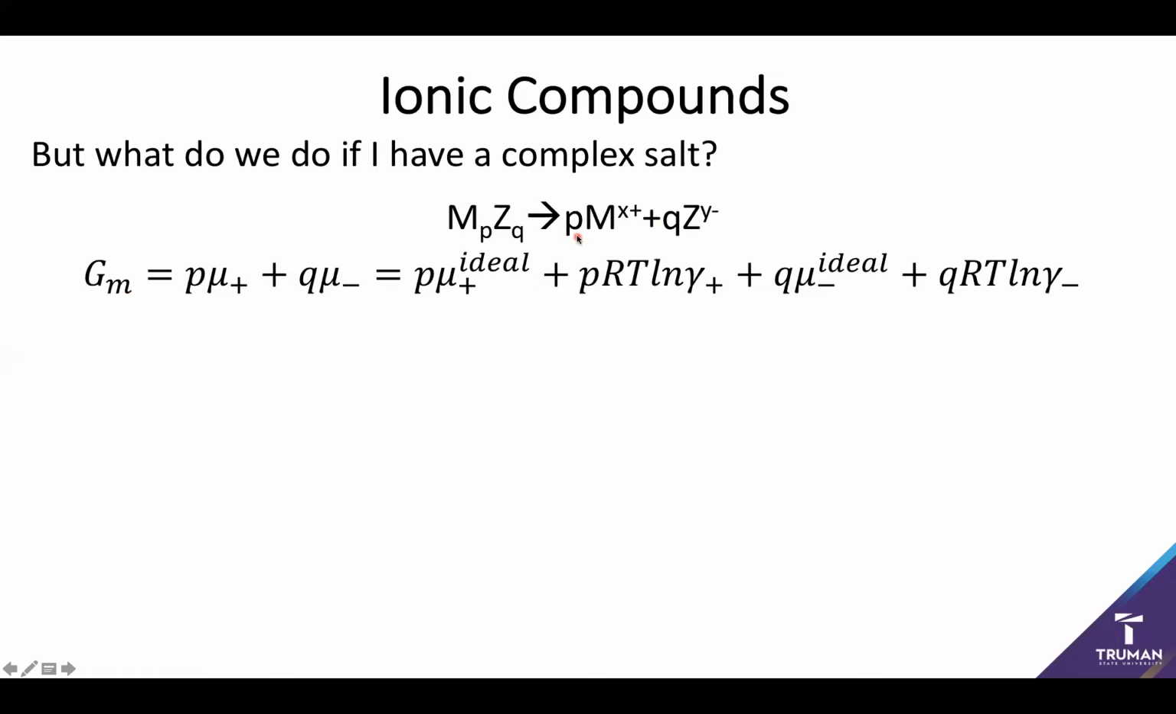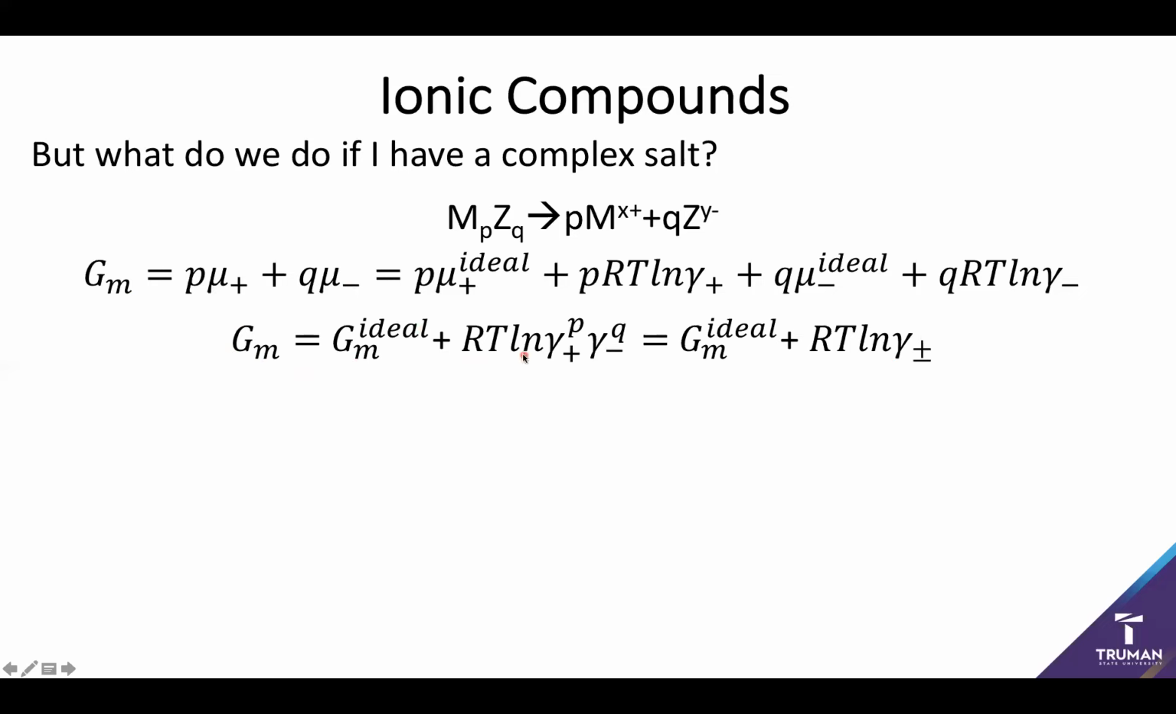and the related activities. So when we end up doing this, we can go ahead and combine this into our ideal component and our combined non-ideal component. But again, now I have to watch out for the fact that I'm dealing with a combined feature of the activity coefficients of my cation plus my anion when I'm replacing that with my average activity coefficient.